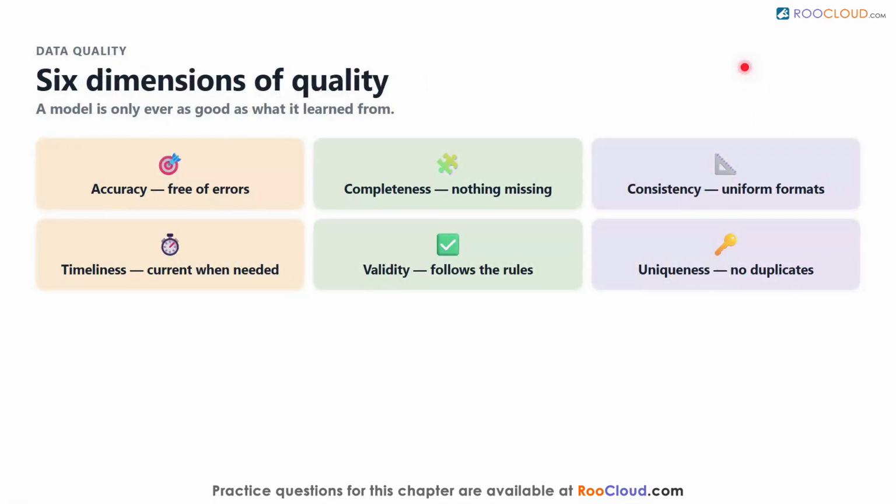Data quality is paramount because a model is only ever as good as what it learned from, and quality is measured across 6 dimensions. Accuracy means the data is free of errors. Completeness means no required fields are missing. Consistency means formats are uniform across data sets. Timeliness means the data is current when needed. Validity means it follows defined business and technical rules. And uniqueness means there are no duplicate records.